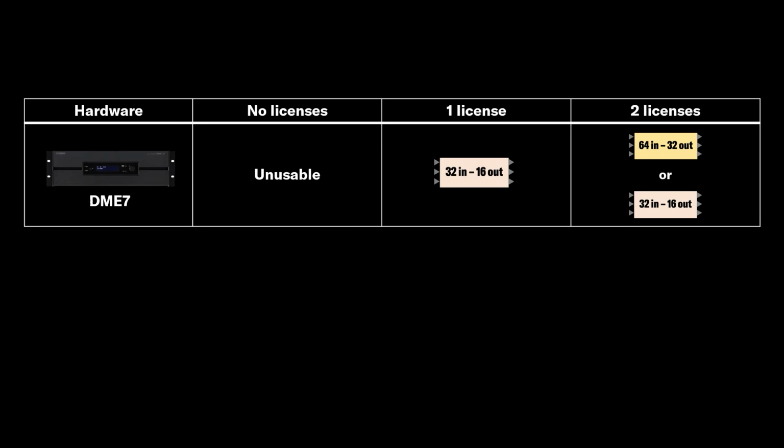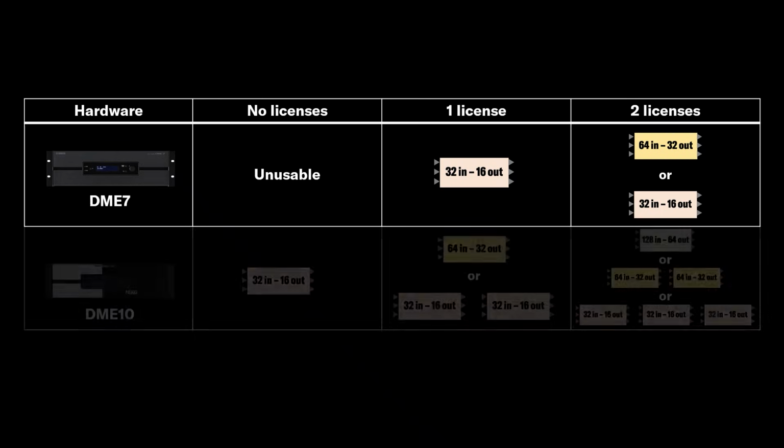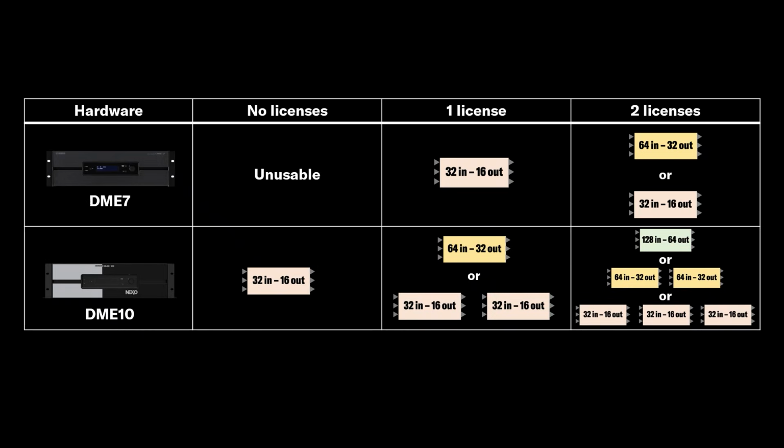To use the SoundXR Image component, you need to activate a license. For example, with a DME 7, activating one license enables a 32 object in and 16 channel out component. With two licenses, you can either use a 64 in, 32 out component or one 32 in, 16 out component. For DME 10, a 32 in, 16 out component is available without any license, but adding two licenses allows a configuration with up to 128 in and 64 out.